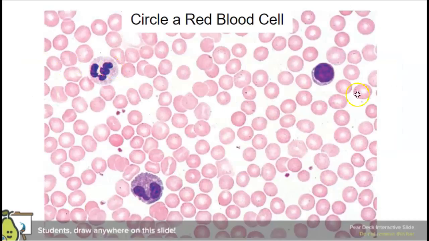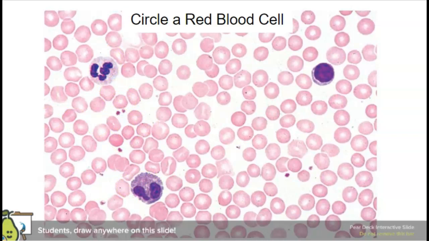So if we take a look at this picture here, I know it says circle a red blood cell, but we're just going to take a look. The red blood cells here are the pinkish circles. You see how there's so many of them everywhere? They're like the most common blood cell type in your blood. We'll talk about what these other guys are in a minute.